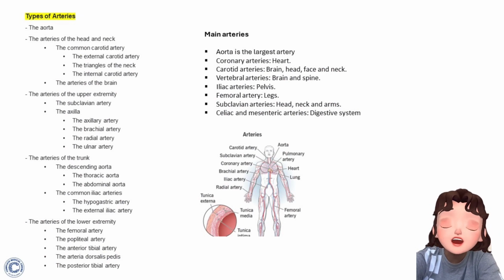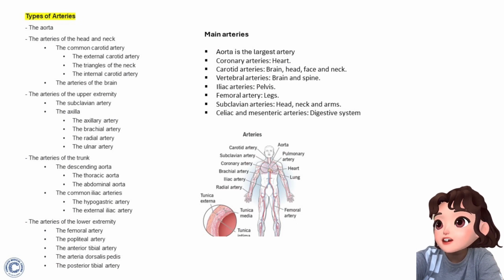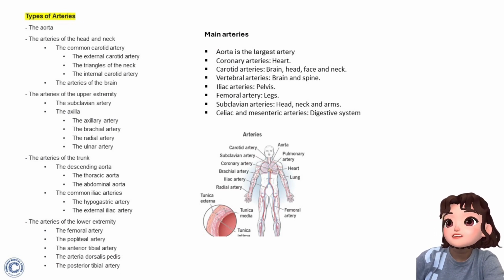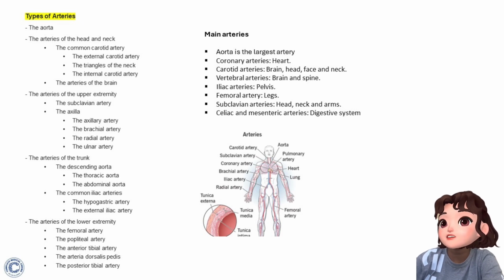Among these, which are the main arteries? Aorta is the largest artery. Then coronary arteries and the pulmonary artery that we had mentioned, that is in the heart. Then carotid arteries, found in brain, head, face and neck. Vertebral arteries in the brain and spine. Iliac arteries in the pelvic part. Femoral artery in the legs. Subclavian arteries, head, neck and arms. Celiac and mesenteric arteries in the digestive system. These are the main important arteries. So for the types of arteries, you can just look into the picture. Okay.